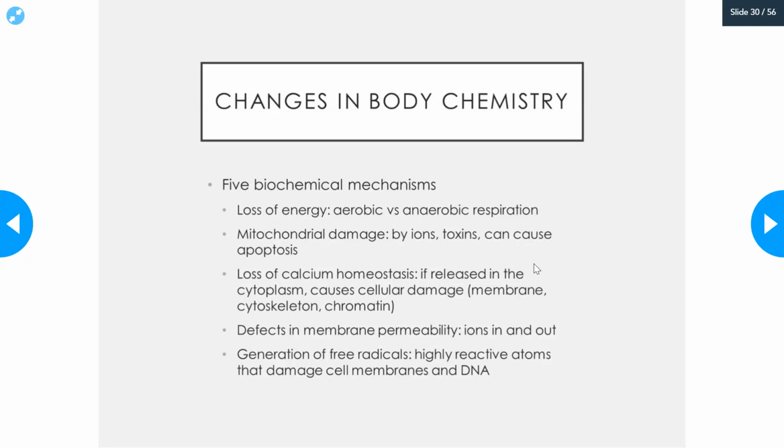And then the generation of free radicals. They're highly reactive atoms that damage the cell membranes and DNA. Things like smoking generate a lot of free radicals, as do exposures to radiation and various chemicals. These can cause those highly reactive atoms, those free radicals, to damage your cell membrane and your DNA.